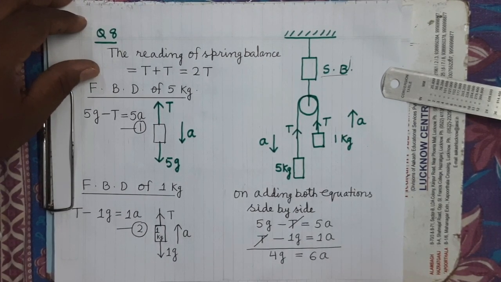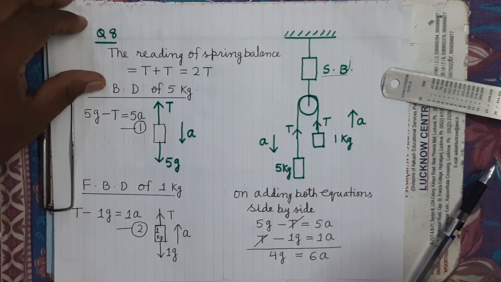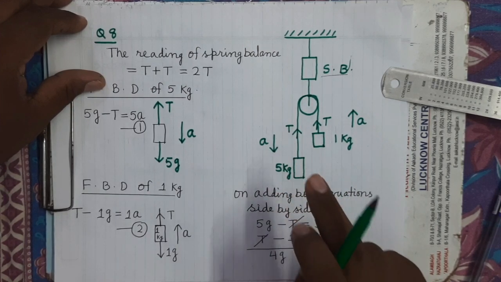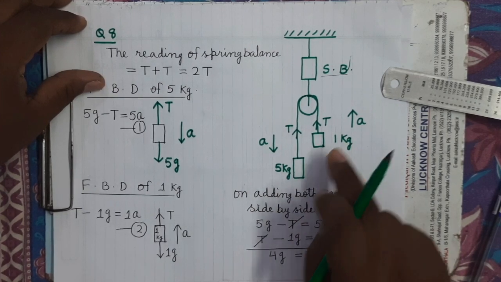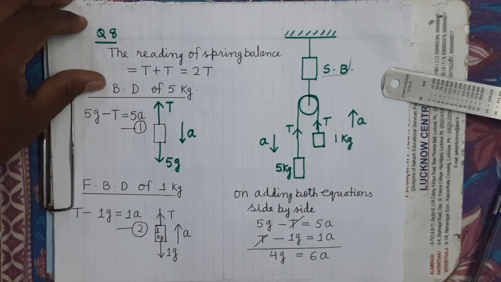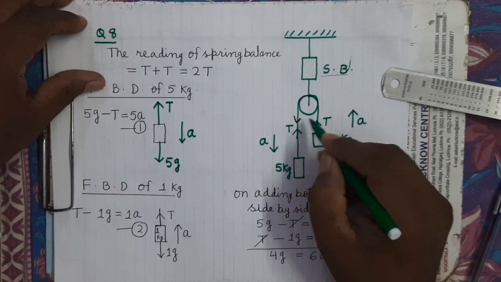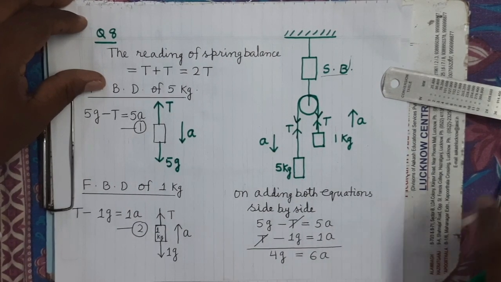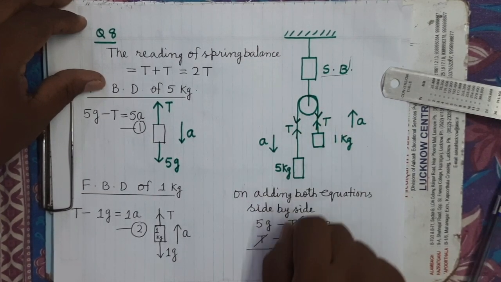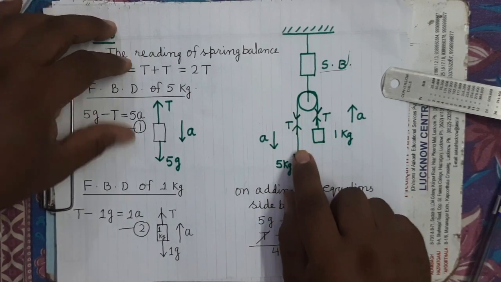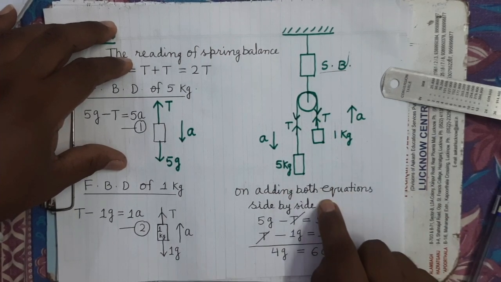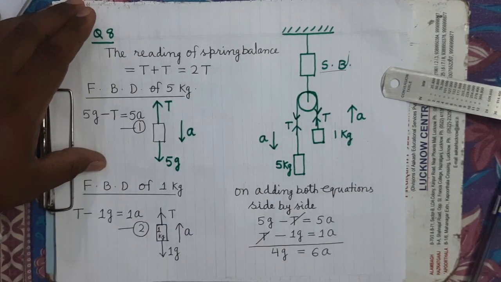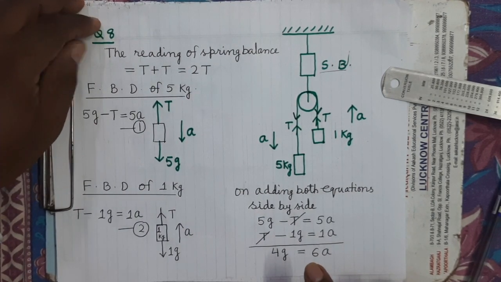For the spring balance reading, you can see here there will be the tension T. This tension T is acting on the 5 kg and 1 kg in the upward direction, while on the spring balance it is acting in the downward direction. This side is pulling the spring balance by T force downward, and this side also pulls the spring balance by T force downward. So what is the reading of the spring balance? T plus T, that is 2 into T.